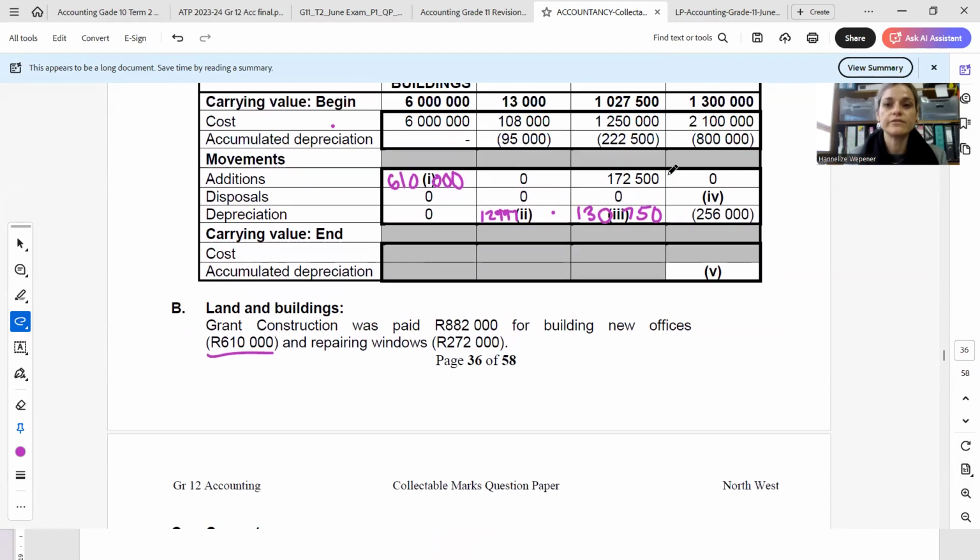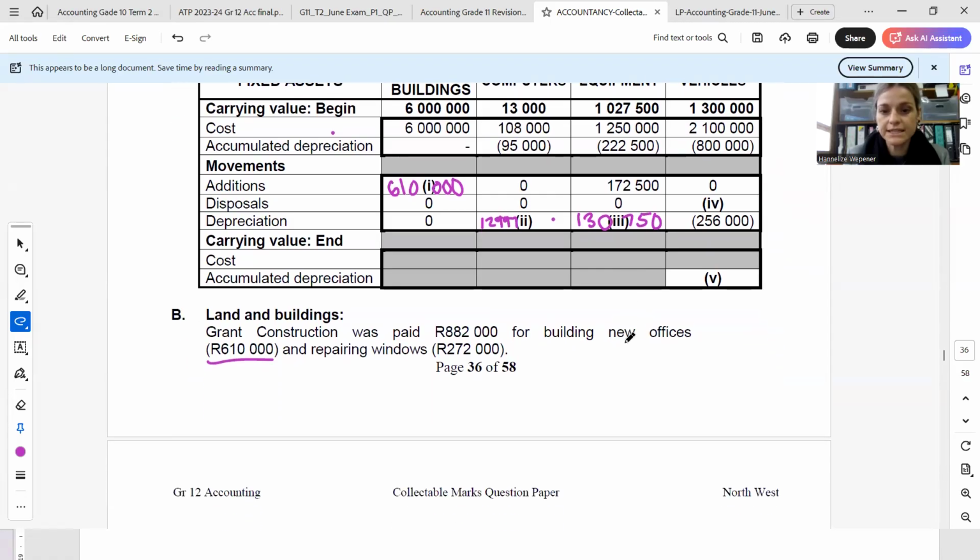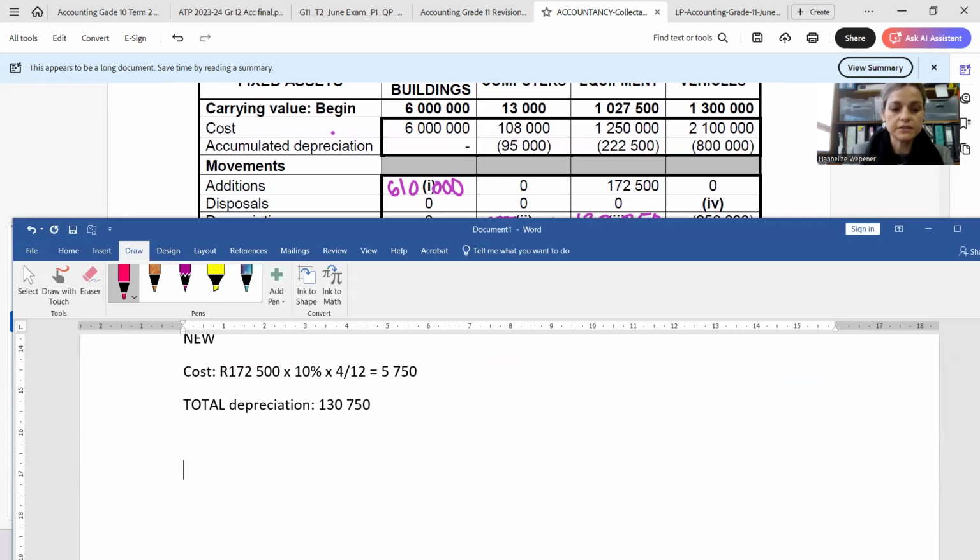130,750. Okay, so if I ask you to calculate the total depreciation on equipment, that is what I want. Next up, we have vehicles. So once again, we started with some vehicles. You had an opening balance for the cost, and that was 2.1 million. Then you also had an opening for the accumulated depreciation, and that was 800,000.